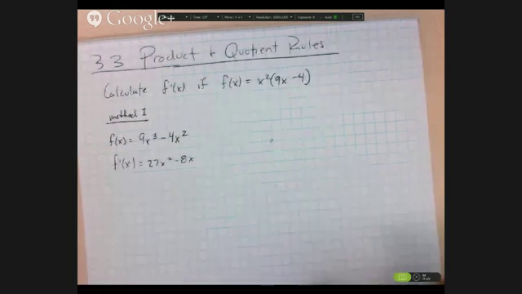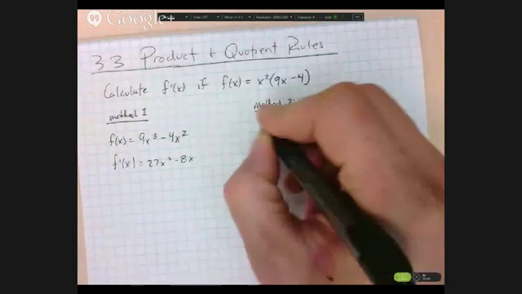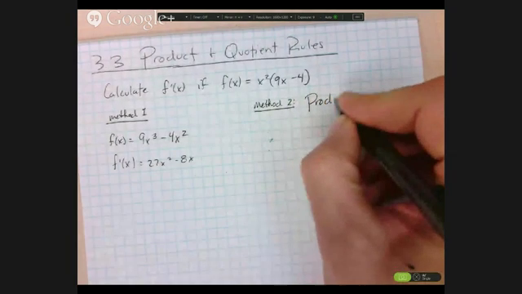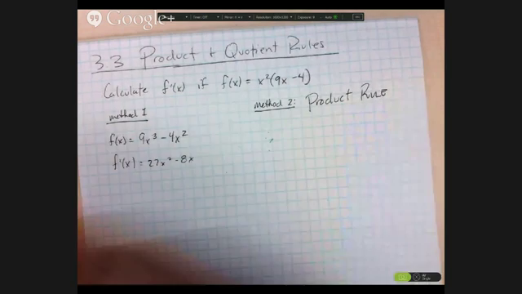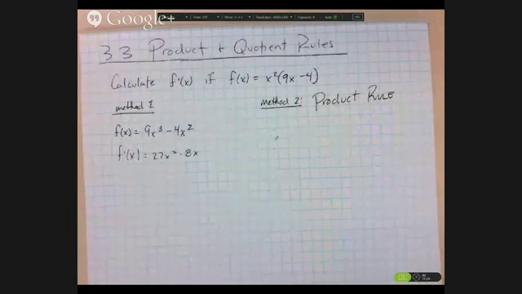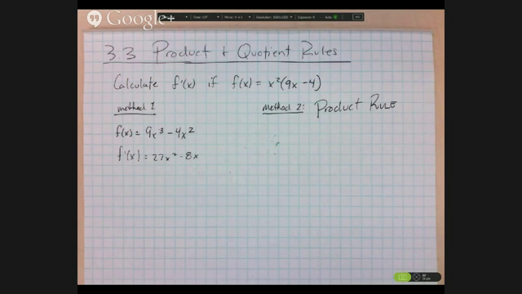Okay, here's the product rule. Oh, you use the power rule. Okay, are we good on method one? Yes. Okay, one person is. Yes. Okay.